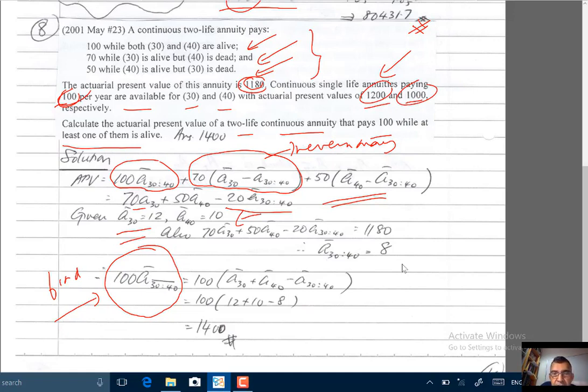So I can plug in the numbers and clean this up and get my value for A bar 30 colon 40 as equal to 8. Use a calculator. This is what I want to find: single plus single minus joint. I know all the numbers now. Use a calculator and I am done.